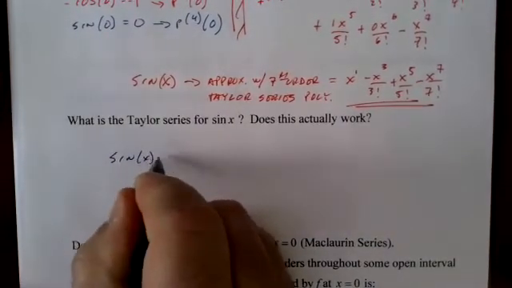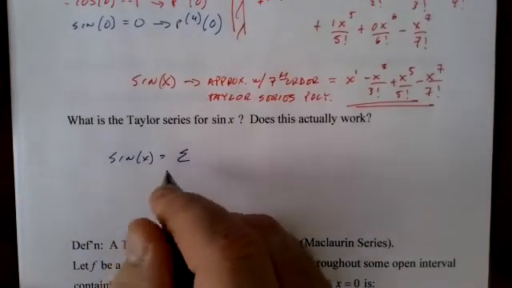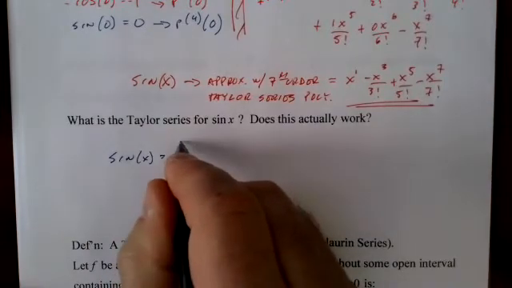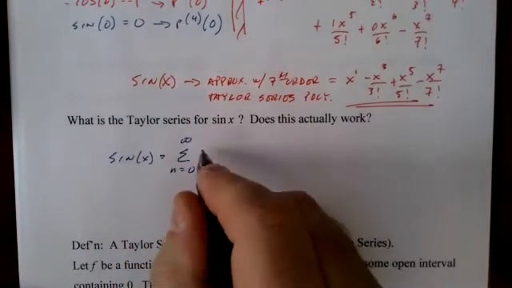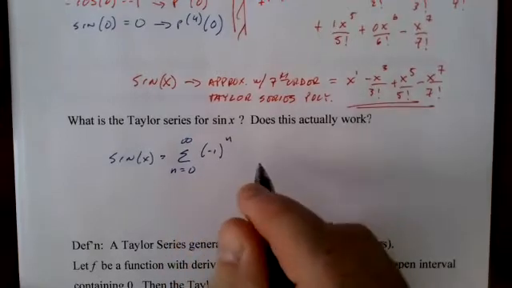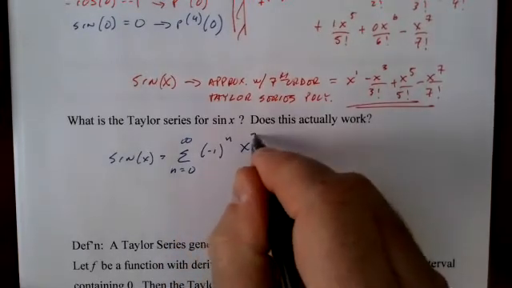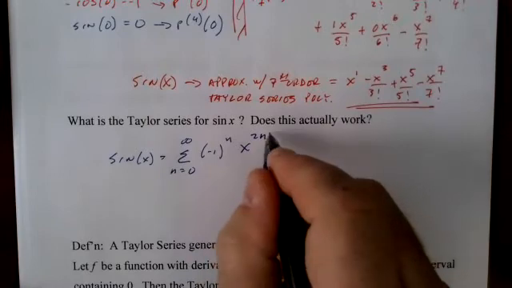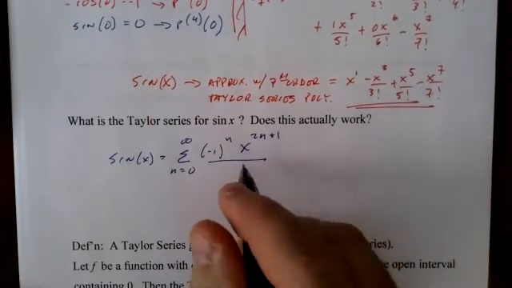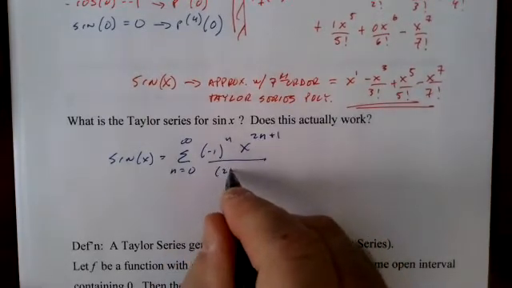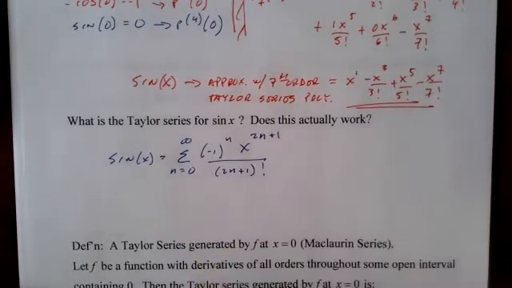Sine of x is the sum. Here, let's start at 0. Why 0? Why not? To infinity. -1 to the n, x to the 2n plus 1. Mr. T, I can never figure this out. How do you know that? Because I've done it before, and I'm cheating using my notes. So after you've seen it a few times, you get there.